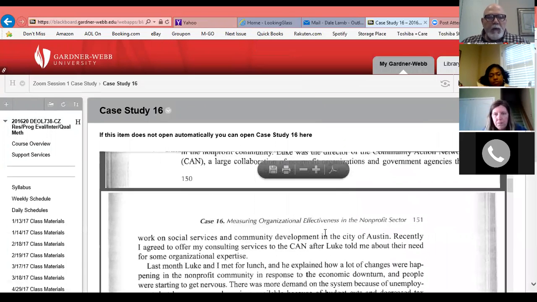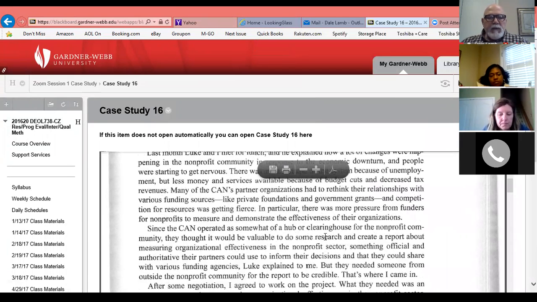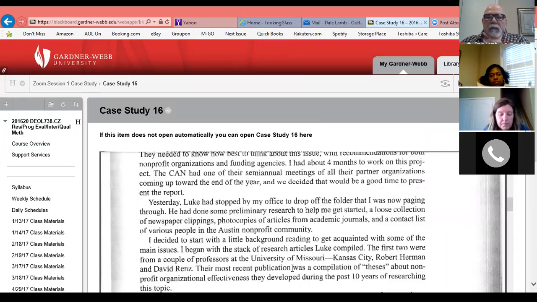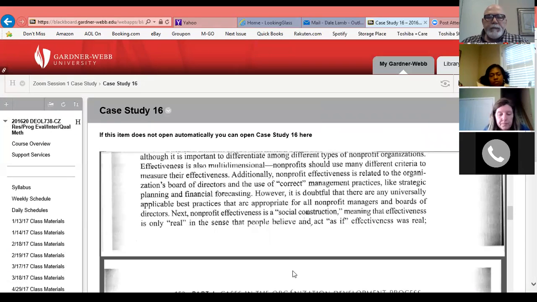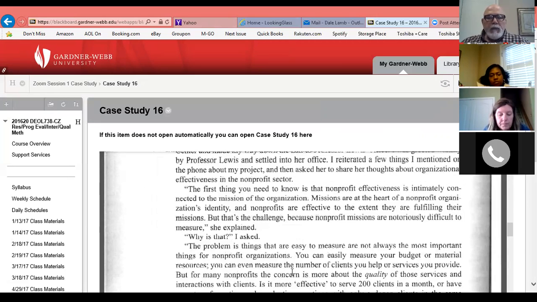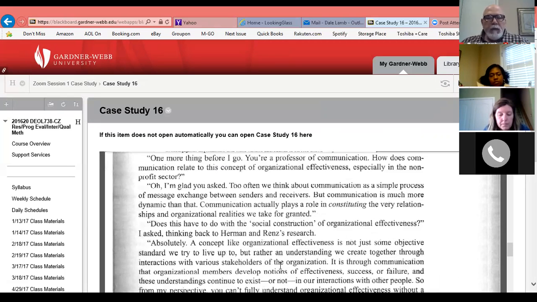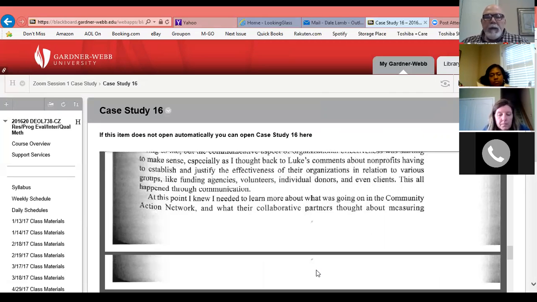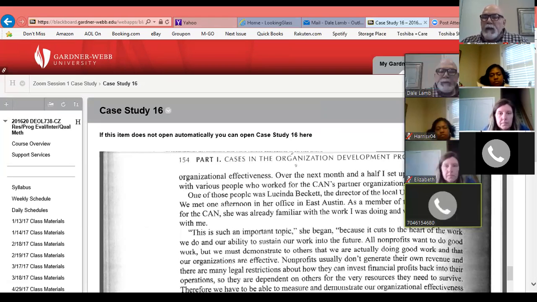But we met for lunch. He explained economic downturn, and he goes on to lay out. He agreed to work on the project. Became acquainted with the main issues of the problem. And so he goes on to speak to effectiveness and all those things, and continued to lay out the problem, and then he started gathering information or data. Anyway, he lays out the problem for you.